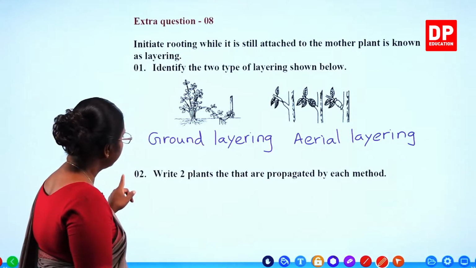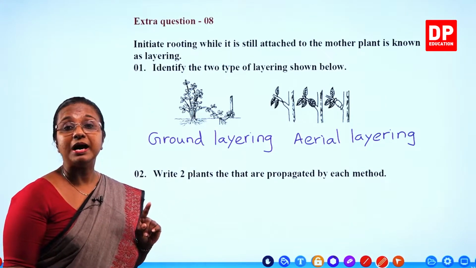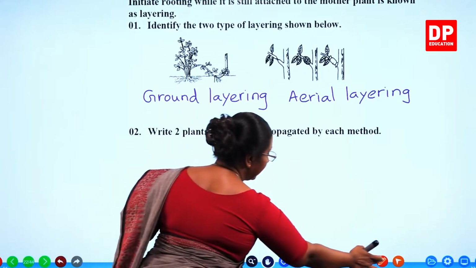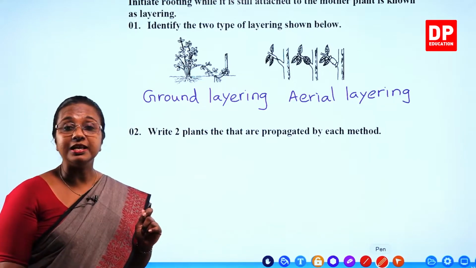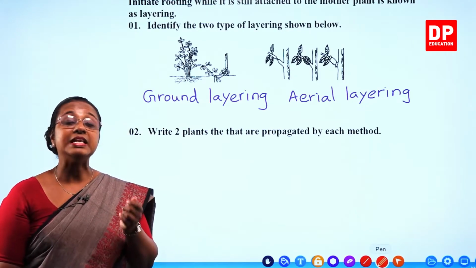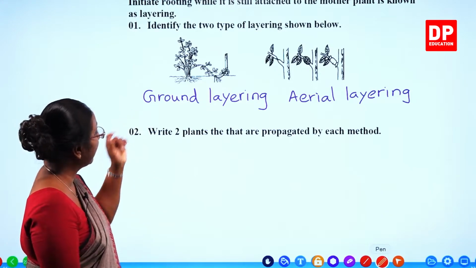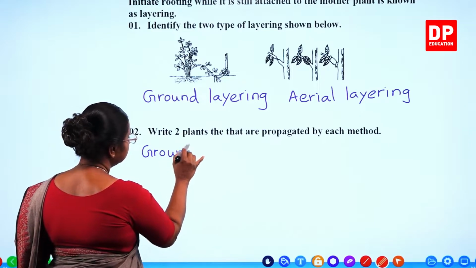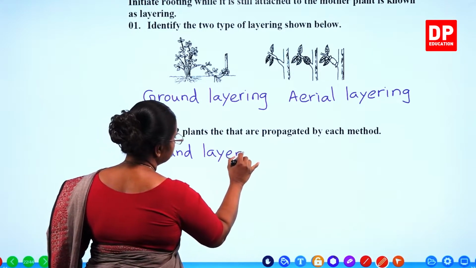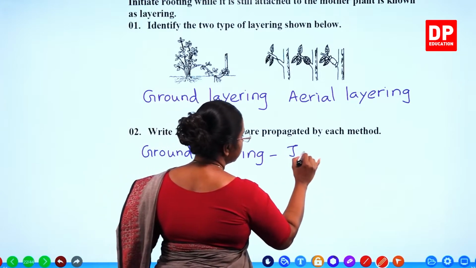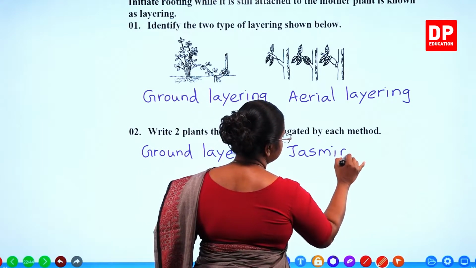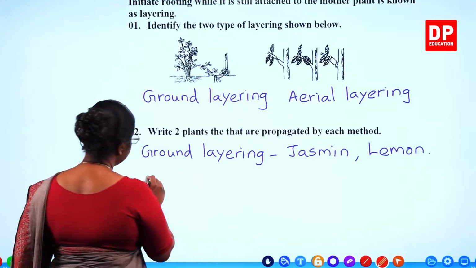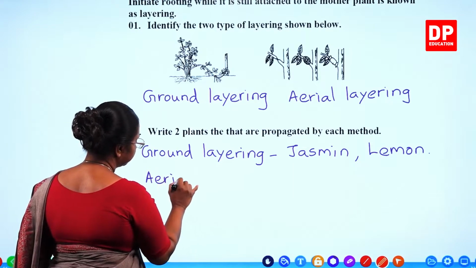Then the next one. Write two plants that are propagated by each method. So, you all can remember the plants that are propagated by each method. For ground layering, you all can remember jasmine and lemon. They are usually propagated by ground layering. So, ground layering: jasmine and lemon. Then we have the second method, aerial layering.